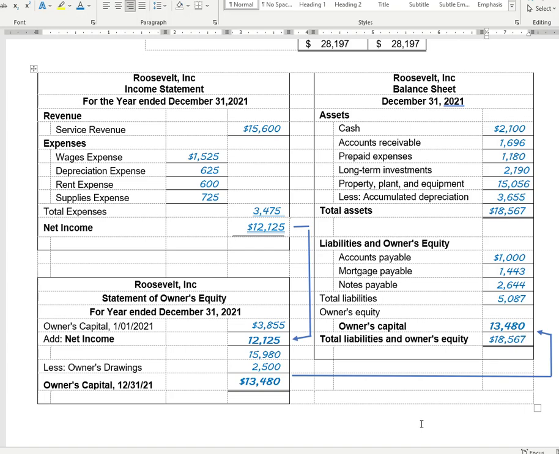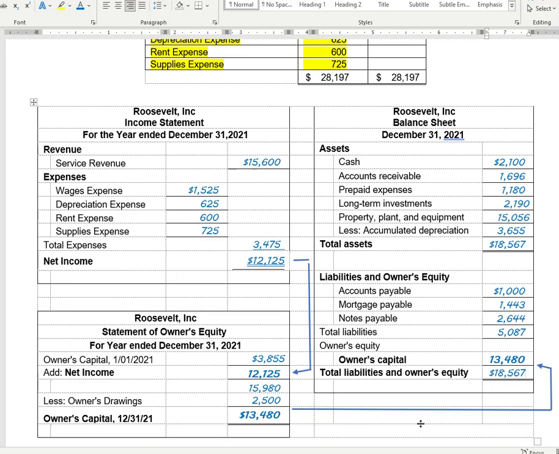That is how to prepare financial statements. I hope that makes sense.